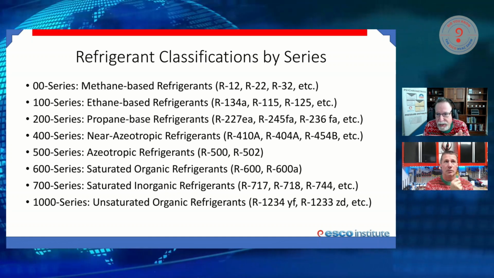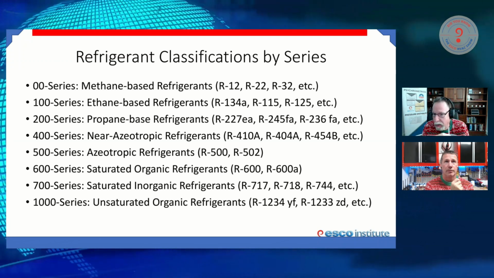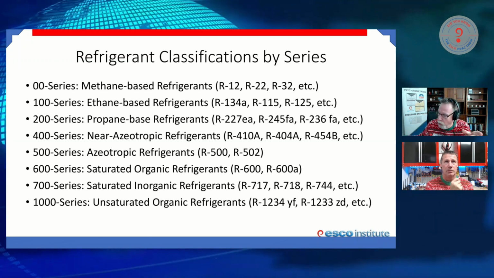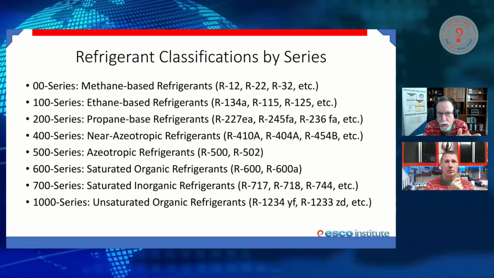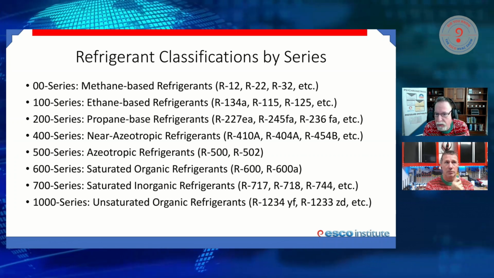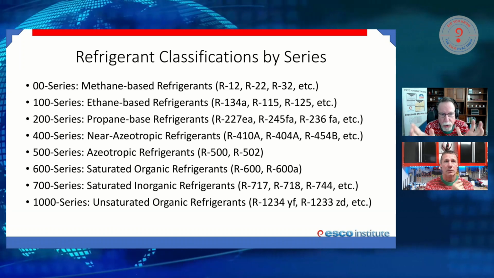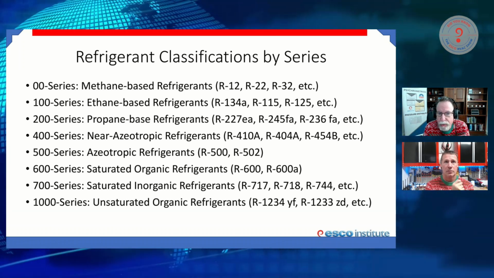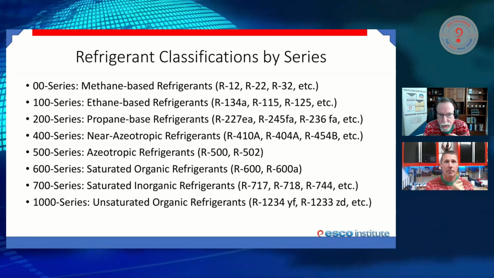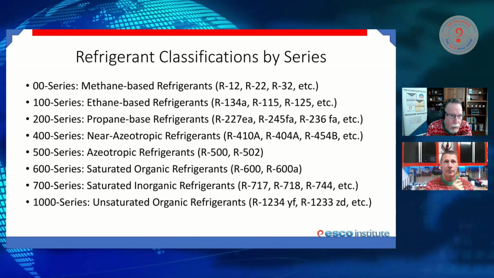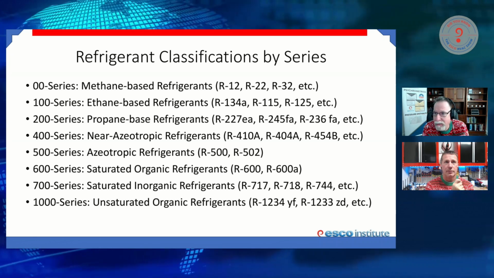Our 00 series, those are our 2-digit refrigerants, our 11, our 12, 22, 32, those guys. We have the 100 series refrigerants. So those are refrigerants with 3 digits beginning in one, like our 134A or 125. 200 series refrigerants, we're not going to talk about today, but those are your propane-based refrigerants. Those are your 227s, 236s. 400 series and 500 series, those are blends. So our 400 series, those are our 404As, our 454As, our 454Bs.